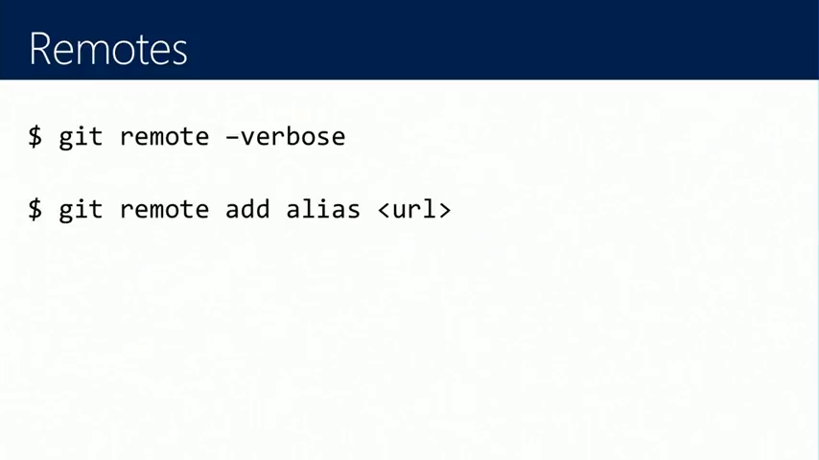Okay. If we want to know more about the remotes that we've got, we can use the --verbose command, and we can actually add aliases up to the remote machines, up to our GitHub servers and wherever they are, by using the command git remote add. So it's pretty straightforward.